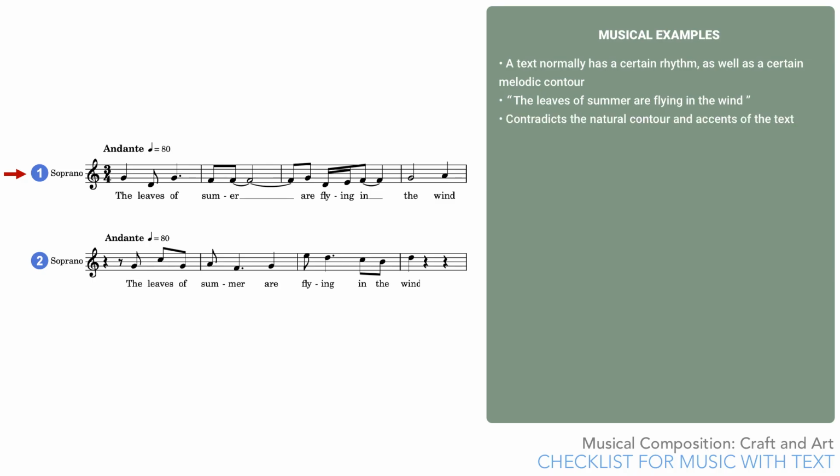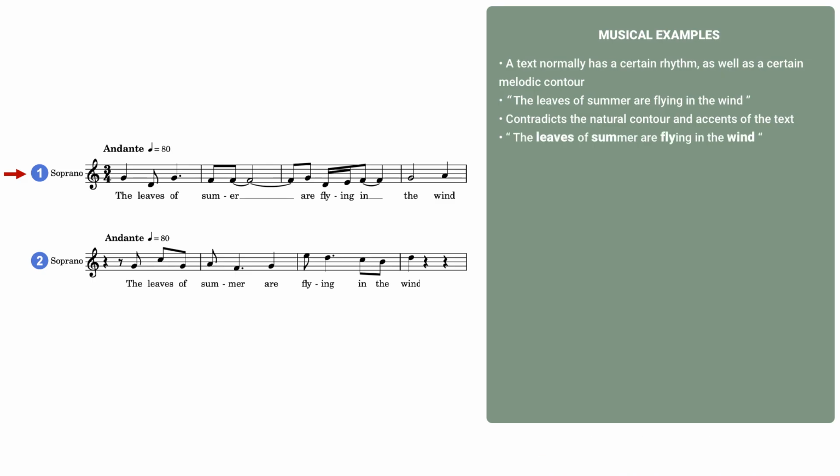This first example contradicts the natural contour and accents of the text. Here is the text with accents in bold. If we had to choose the most important word, it might be summer or perhaps flying, but in the above example, the important syllables all have shorter notes than the unimportant words around them, like the, of, in, and the again. So even if the listener can make out the words, they're almost comically wrongly accented.